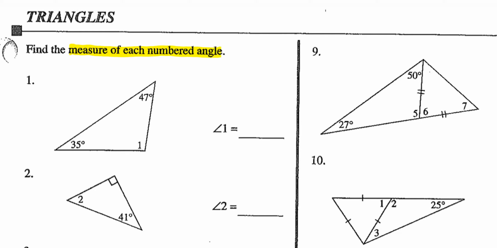So for problem number one, if I want to find angle number one, the general rule is that all triangles add up to 180 degrees. So you have 35 and 47. In order to find the third angle there, you would take 180 degrees and subtract 35, and then also subtract 47, and that will give you 98 degrees. So for angle number one, that would be 98 degrees, and that would ensure that all angles in the triangle add up to 180 degrees.